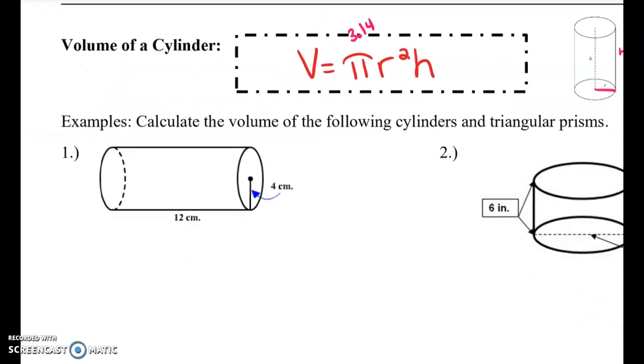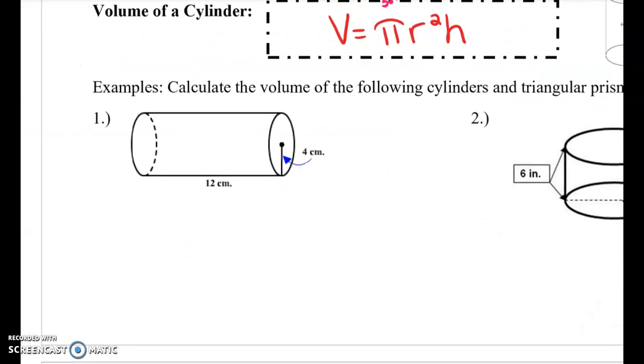So volume is pi r squared h. So 3.14 times radius here is 4, so 4 squared times the h, which is 12.